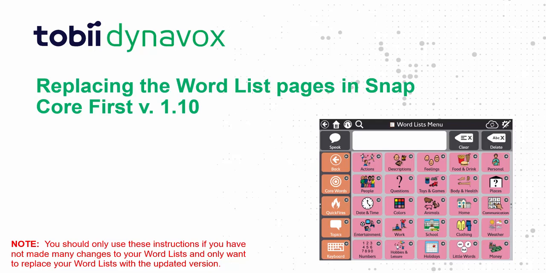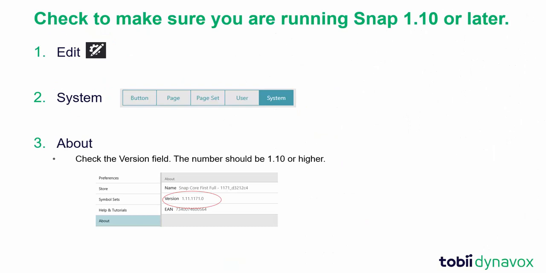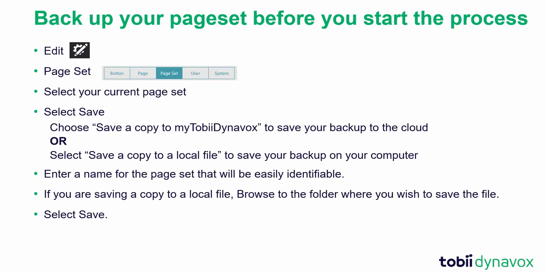A couple of things before we get started. First, make sure that you're running version 1.10 or later of Snap software. Pause here if you need to go check. Second, it's always best practice to back up your page set, especially before making any significant changes. Pause here to follow the step-by-step instructions to back up your page set if you haven't already. Now that you've checked your software version and backed up, you're all set to go.